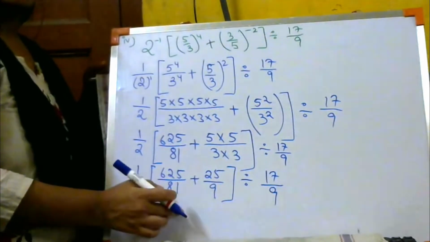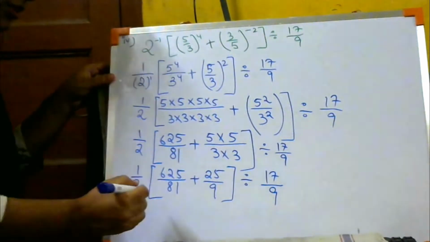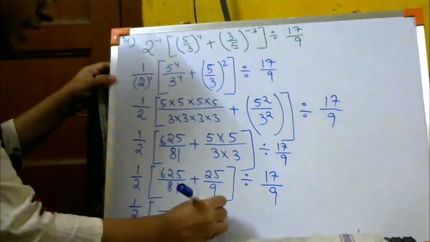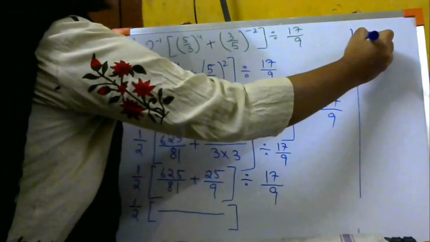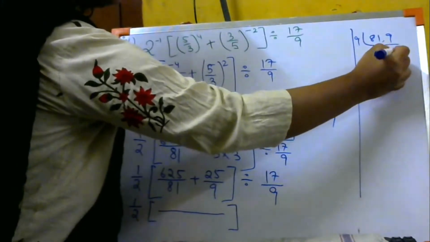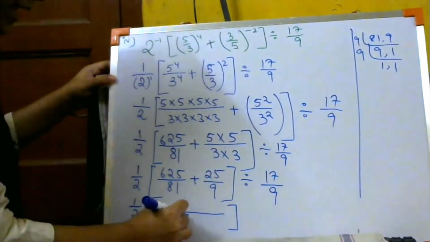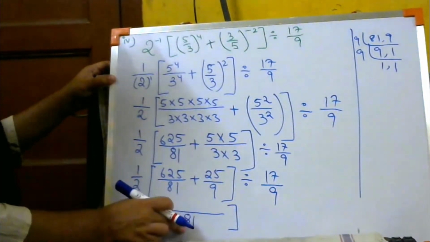Now we have to solve inside the bracket. What are we going to do? We are going to find the LCM. Clear? So let us do it. 1 by 2. Let us find the LCM of 81 and 9. Rough work. 81 and 9. Let us do it with 9. 9 9s are 81. 9 1s are 9. Again 9. So 9 9s are 81. The LCM is 81. In the table of 81, when will 81 come?